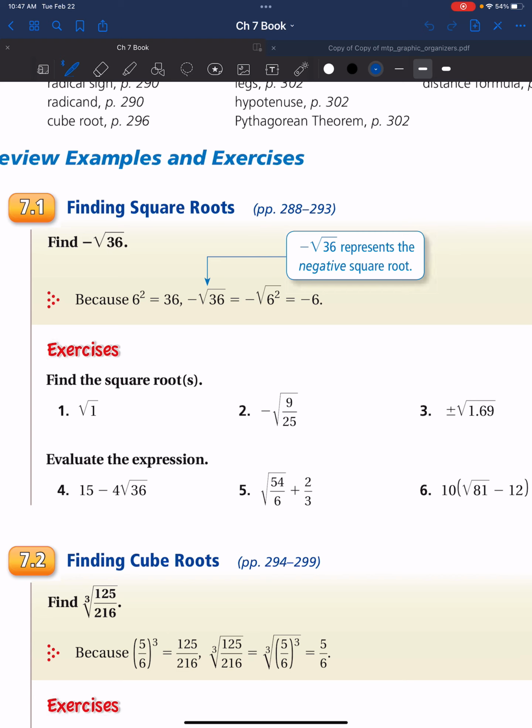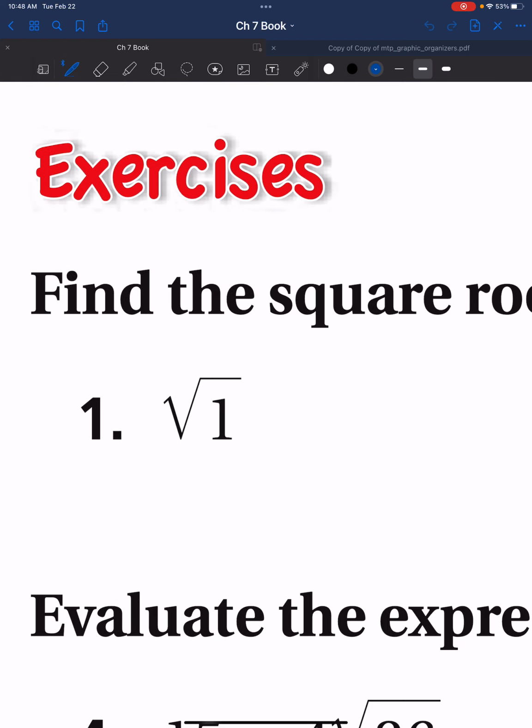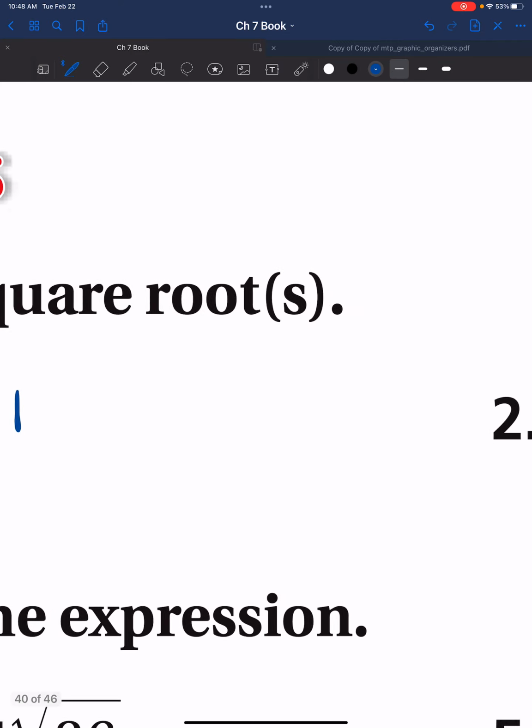All right, I'm looking at right here. It says exercises, find the square roots, number 1, 2, 3, 4, 5, 6. Let's do number 1 first. Find the square root or roots. Now, this square root is positive. It doesn't say plus or minus. It doesn't say negative, so our answer is just going to be plain old positive, right? What times itself is 1? 1. So this one's pretty easy. What's the square root of 1? 1.